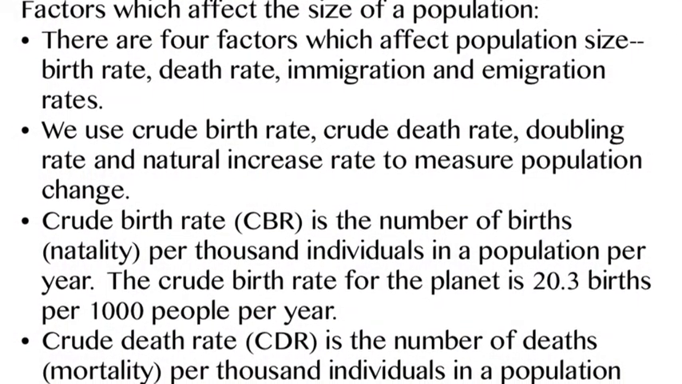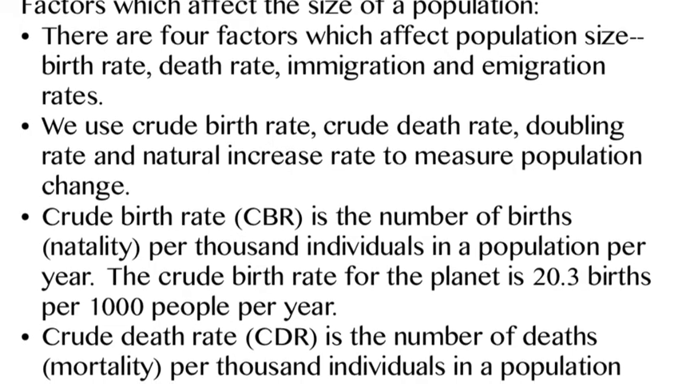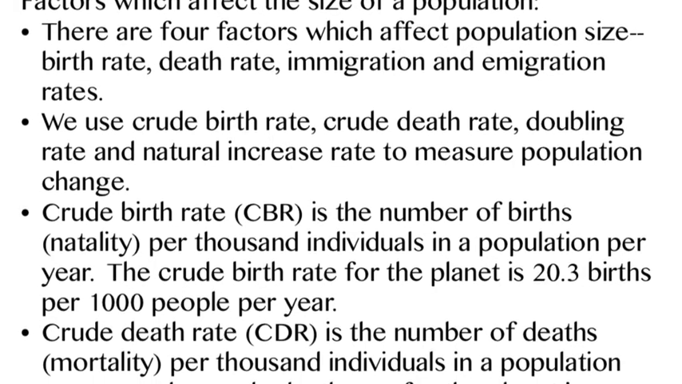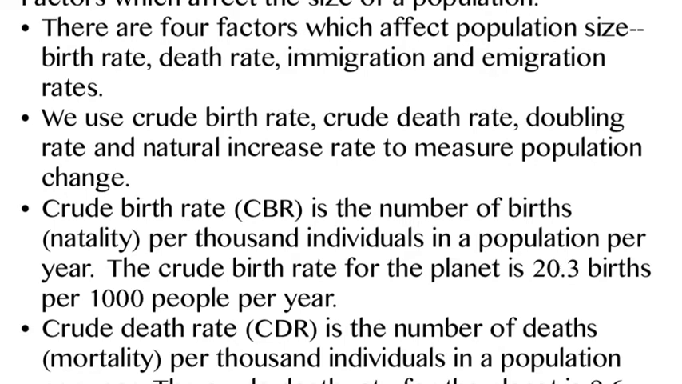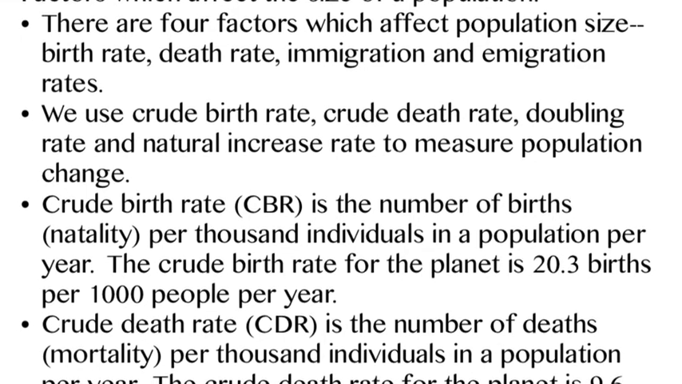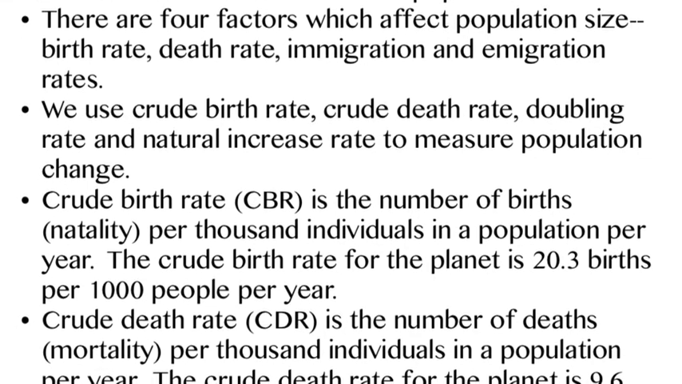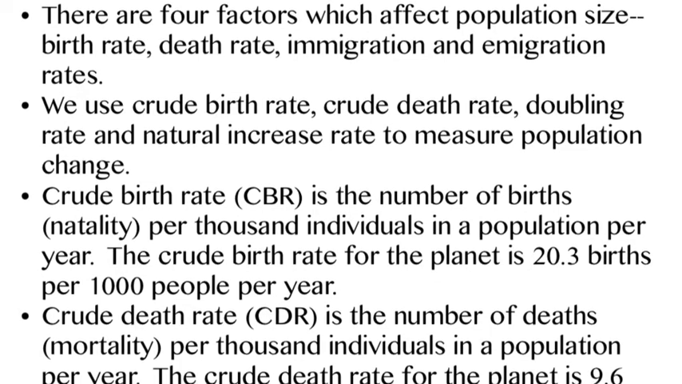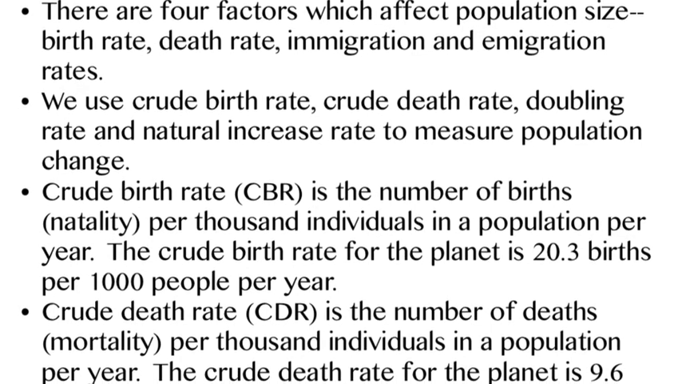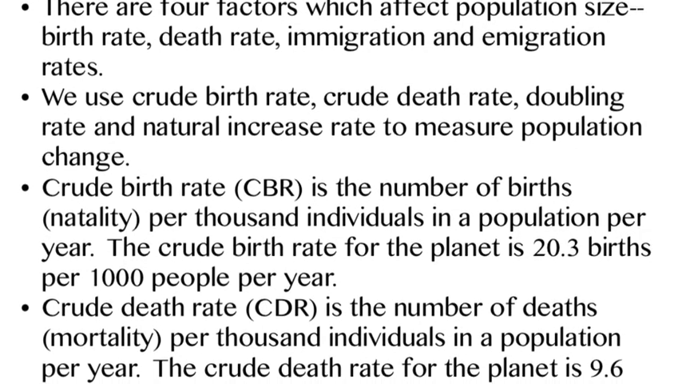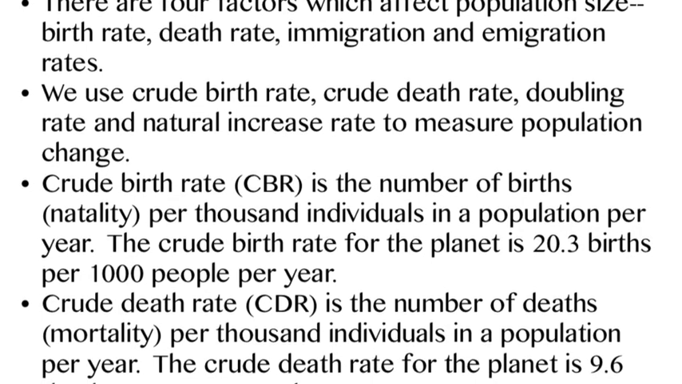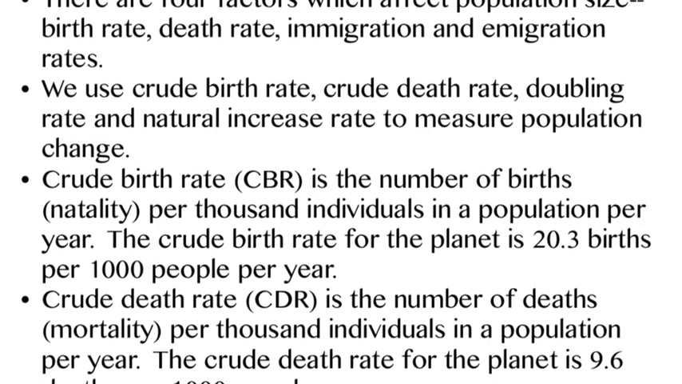So if we want to control population size, what are the factors that do affect it? Well, there are really four factors that affect population size: birth rate, death rate, immigration, and emigration. Immigration is how many come in, emigration is how many go out. Those four things are not just for humans, but for all populations.